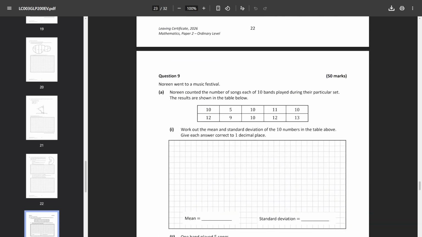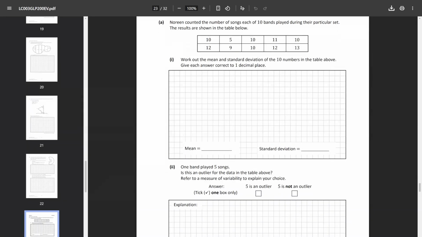Starting on question 9, mean and standard deviation. I did practice this with a student before on Sunday and was really happy to see this coming up because they tend to be, again, pretty decent marks, so 10 to 15 usually. And then again, just noting effectively more definitions of measures of central tendency. That's the word I'm looking for.